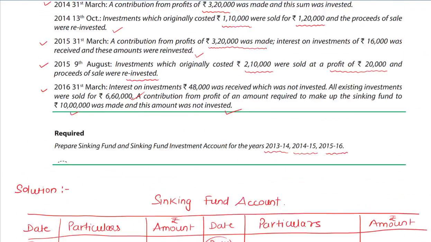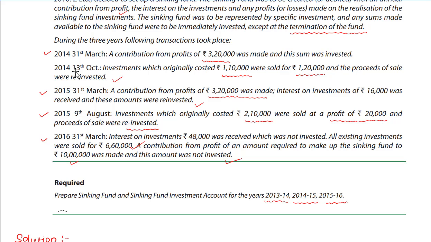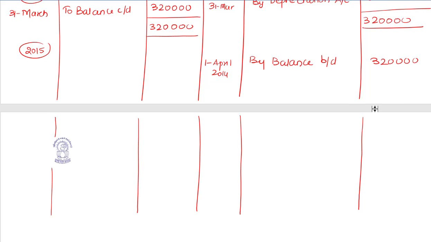Then see over here, on 13th of October 2014, investment which originally cost 1,10,000 was sold for 1,20,000 and the proceeds of sale were reinvested. Simultaneously, a contribution from profits of 3,20,000 was made and interest on investment, that is 16,000, was received and it's also reinvested.